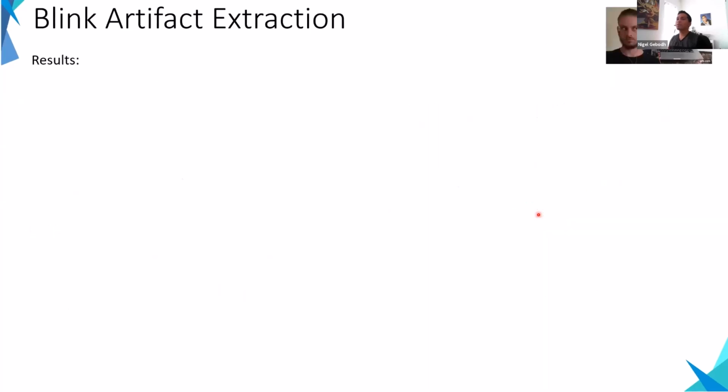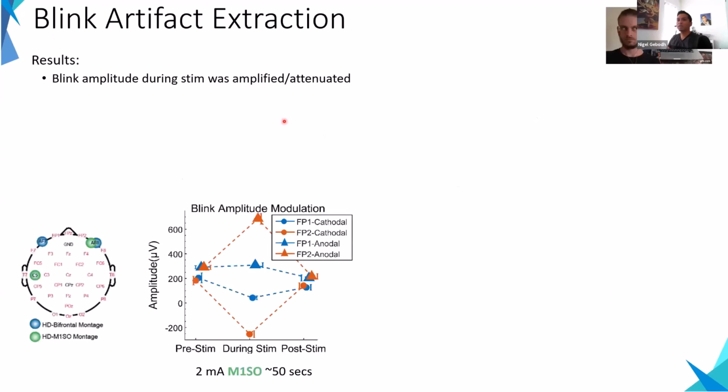And so the next thing we decided to look at was the blink artifact. We extracted all the blinks from our during stimulation data and averaged them. And what we saw was that the blink amplitude during stimulation was amplified or attenuated as a function of the type of stimulation that we were doing. So for anodal stimulation, we saw an attenuation in the blink amplitude, and for cathodal, we saw an amplification of the blink amplitude.